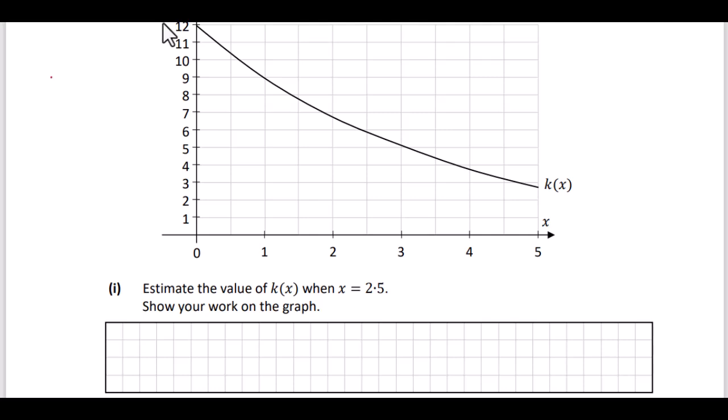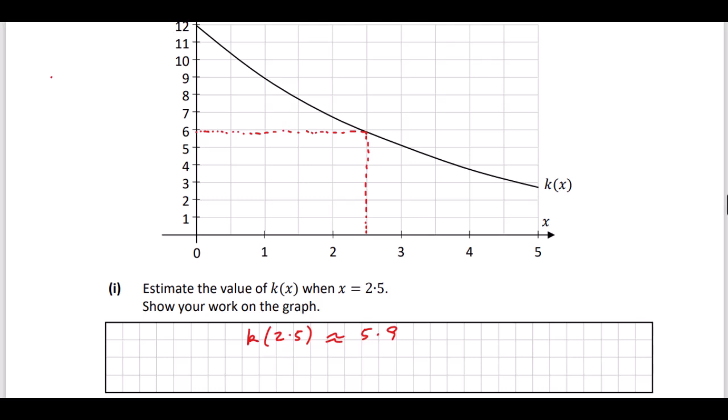So x is 2.5, which is here. What you'll be required to do in the exam is get your ruler and come up along here and then along here. I'm doing this freehand, so it's a little bit shaky. You guys should use a ruler. So I'm getting, let's say, 5.9. So I'm going to say k of 2.5 is approximately equal to 5.9. Now I'd imagine in the marking scheme there's going to be a tolerance around that, so don't worry if you didn't get that exactly.